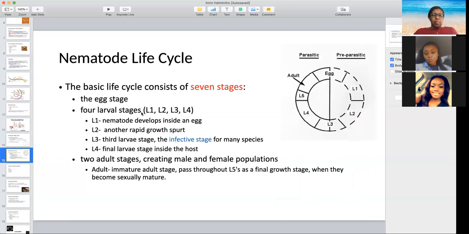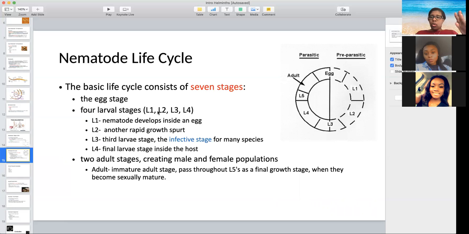So let's look at what's happening. Collectively, the entire development from the egg to a mature adult is going to take place over 7 stages. Okay, so we've got the egg stage. That's basically when this organism is in an egg and it's covered by this hard shell covering. There are 4 larval stages again, L1 through L4.